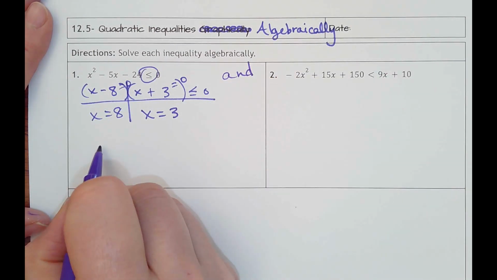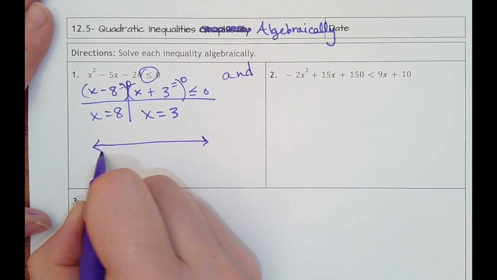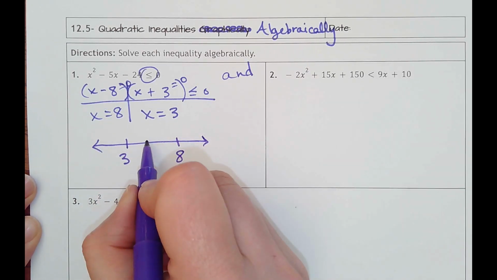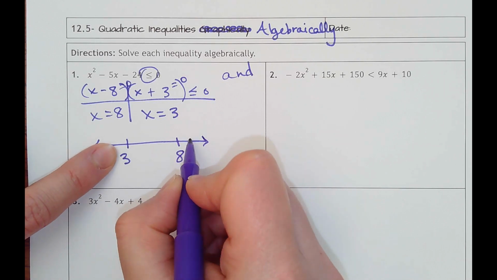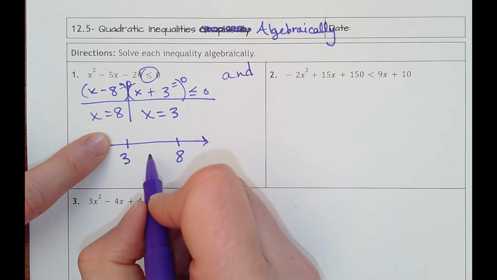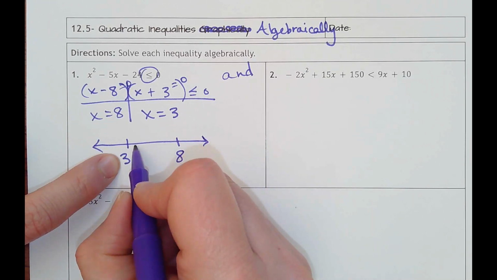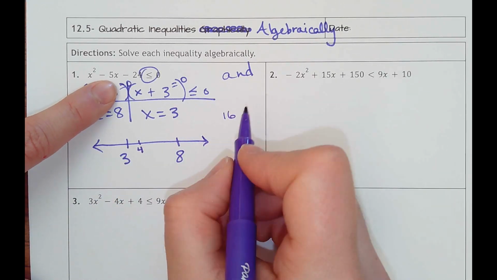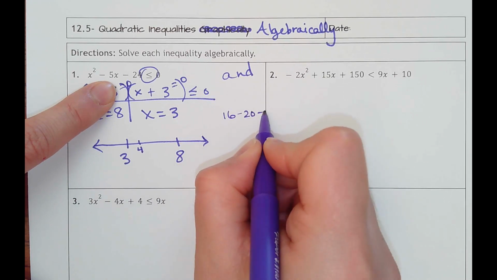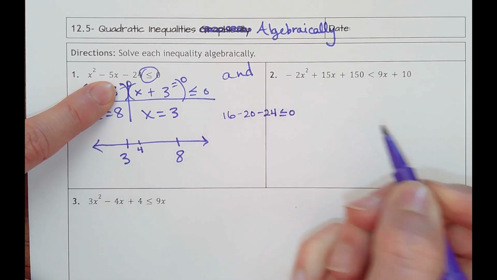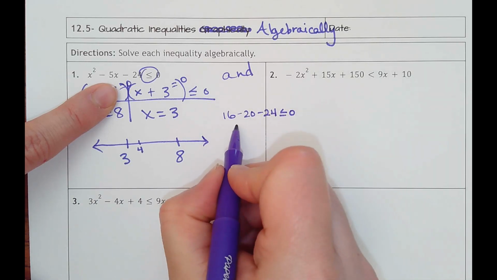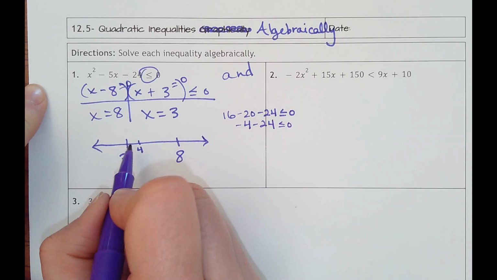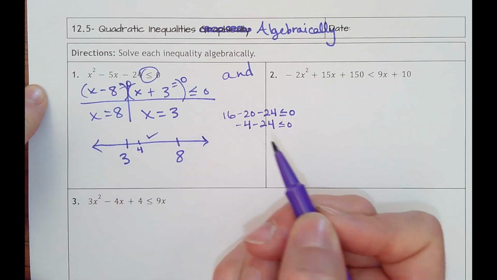But if you're not confident in that, what you could do is make a number line, put the smaller number to the left of the bigger number, and test either inside the numbers or one of the outside ranges. Let's try 4, because 4 would be right here. 4 squared would be 16. Negative 5 times 4 would be negative 20, minus 24. Is that going to come out less than or equal to 0? Well, I'm going to get negative 4 minus 24 more. That's going to be a negative 28. That is less than or equal to 0. So I know that this section in here checks out.